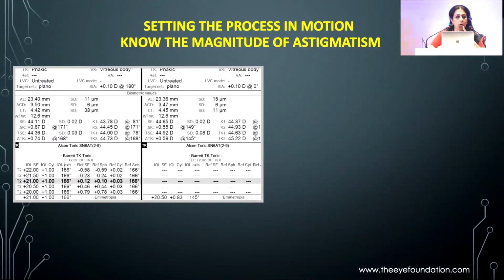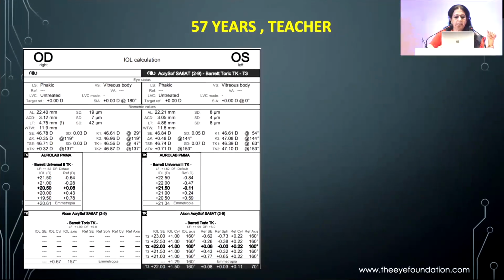What was most important is we need to put the patient on a toric calculator and check whether there is astigmatism, and if that astigmatism is there, treat that astigmatism along with these premium lenses. Now I'm going to show you examples to make it more interesting.